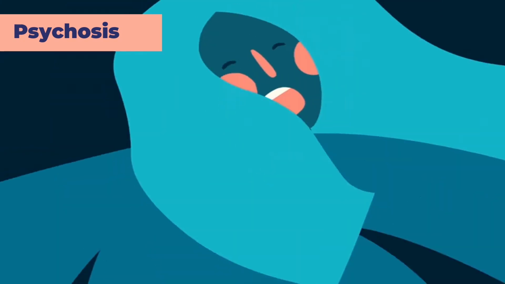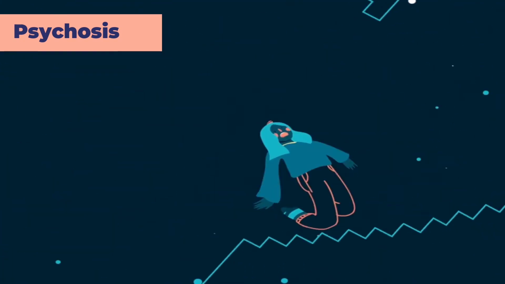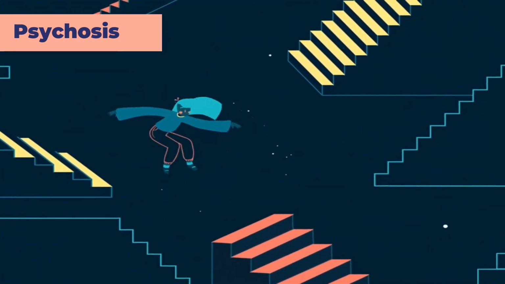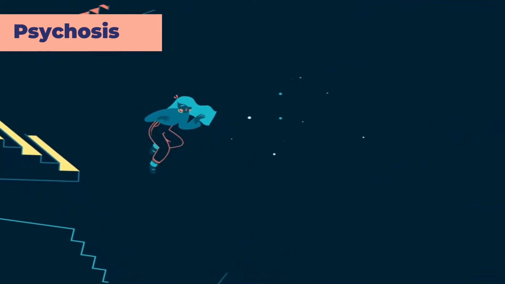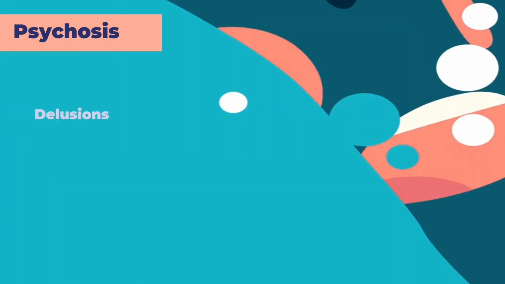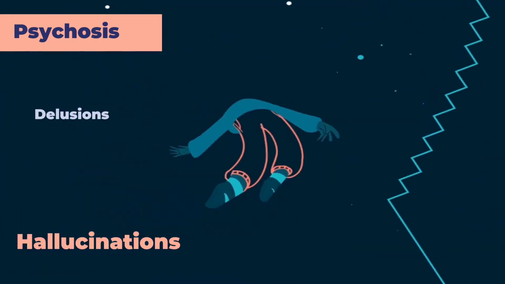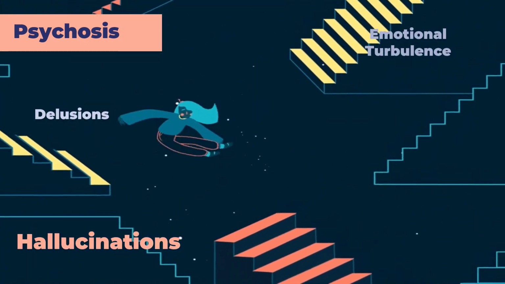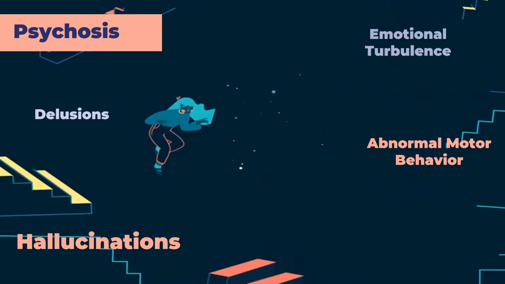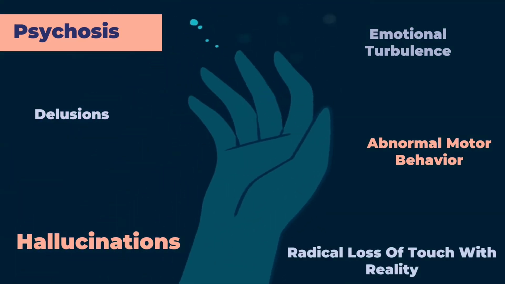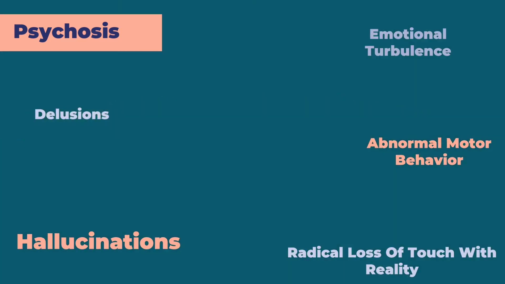So next is psychosis. So what is psychosis? Psychosis is a major personality disorder characterized by mental and emotional disruption, such as delusions, hallucination, emotional turbulence, abnormal motor behavior, and radical loss of touch with reality.